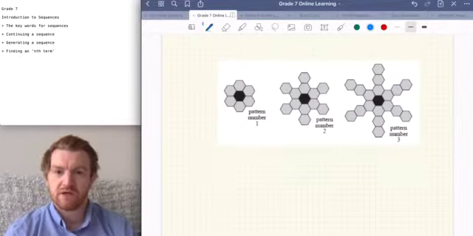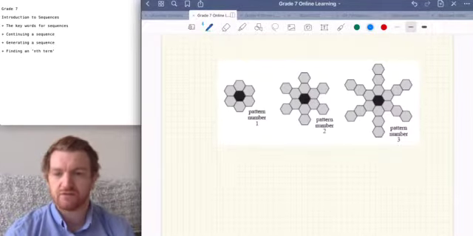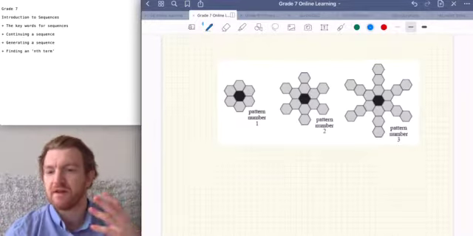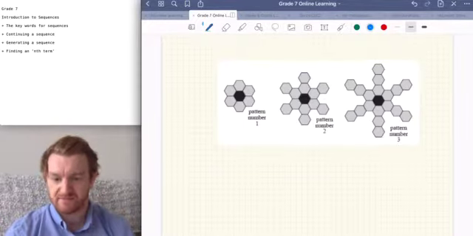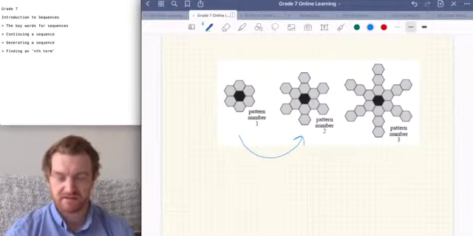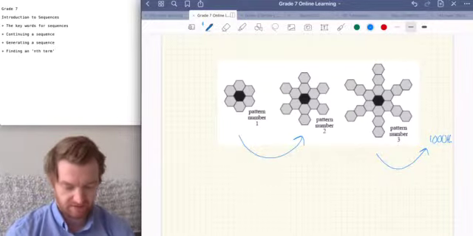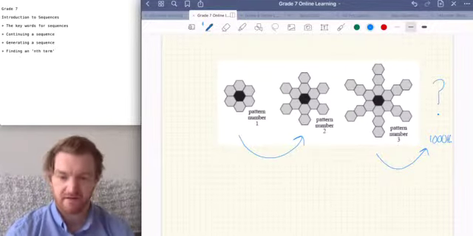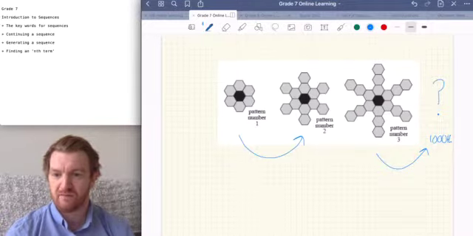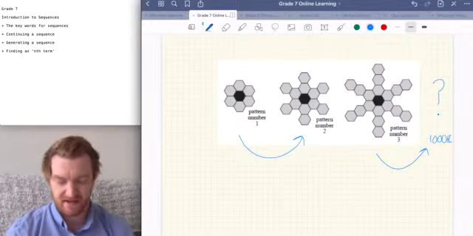Well, we're looking to be able to describe what's going on and also to predict what will happen if we continued this pattern in the future. So being able to describe how we go from one to the next, but also being able to say, oh, what happens if I carried on this for 1,000 patterns? What would that look like? How could we find that out without drawing them all out manually? We're going to come back to this one at the end.